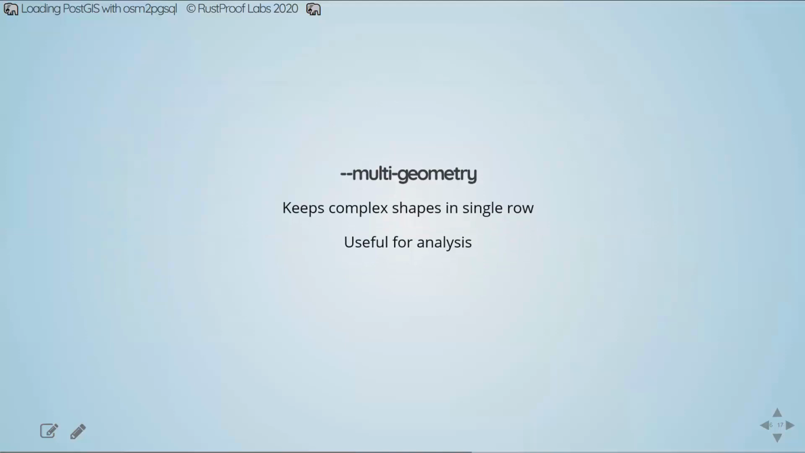Multi-geometry, I've never run this process without it, but that's because I use this for an analysis type of purpose. If you're running a worldwide Carto tile server, you probably don't want multi-geometry. I believe those work better without this. But what this feature does is it keeps those complex shapes in one place, instead of splitting it out into multiple rows. And from a relational database perspective, we want those related objects all in one spot. So you probably want this if you're doing any type of analysis on the data.